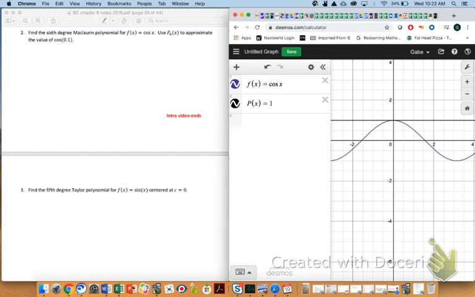What do you guys get for your first degree term? 0. Should be 0, right? Because that derivative would be negative sine of 0, which happens to just be 0, right?